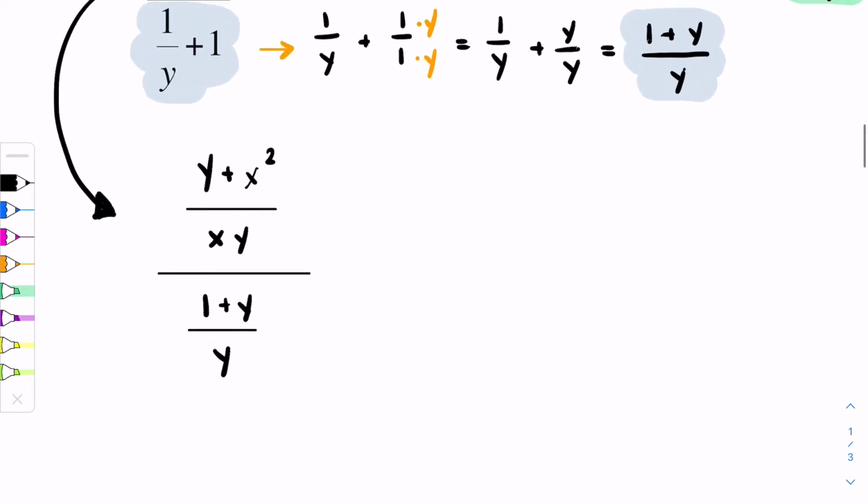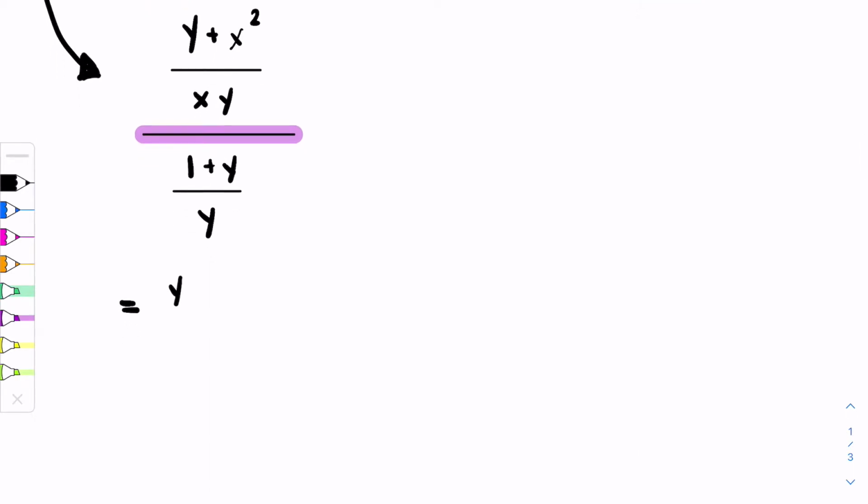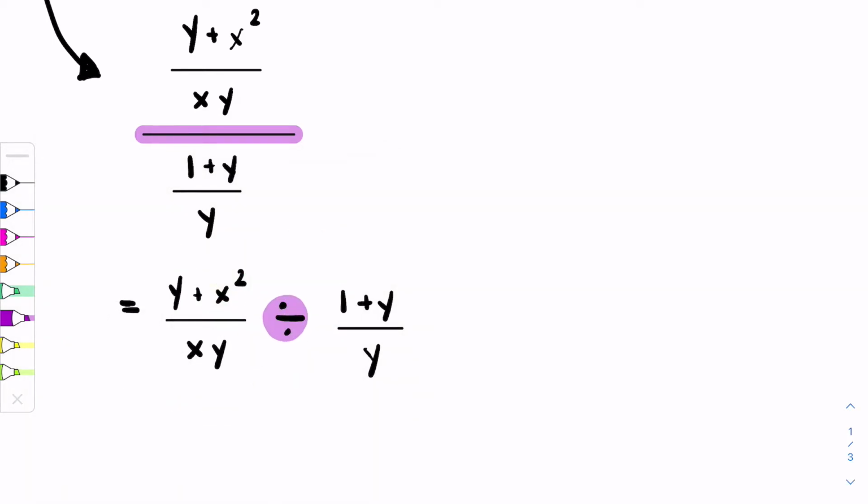So at this point, we are going to take what we currently see as our fraction bar or our division sign, and we're just going to rewrite this as a division problem with a typical division symbol. So I'm going to write this as y plus x squared divided by x times y, and I'm using my division symbol. We're dividing 1 plus y over y. So I changed where I currently had a fraction, and I just moved it to a division symbol.